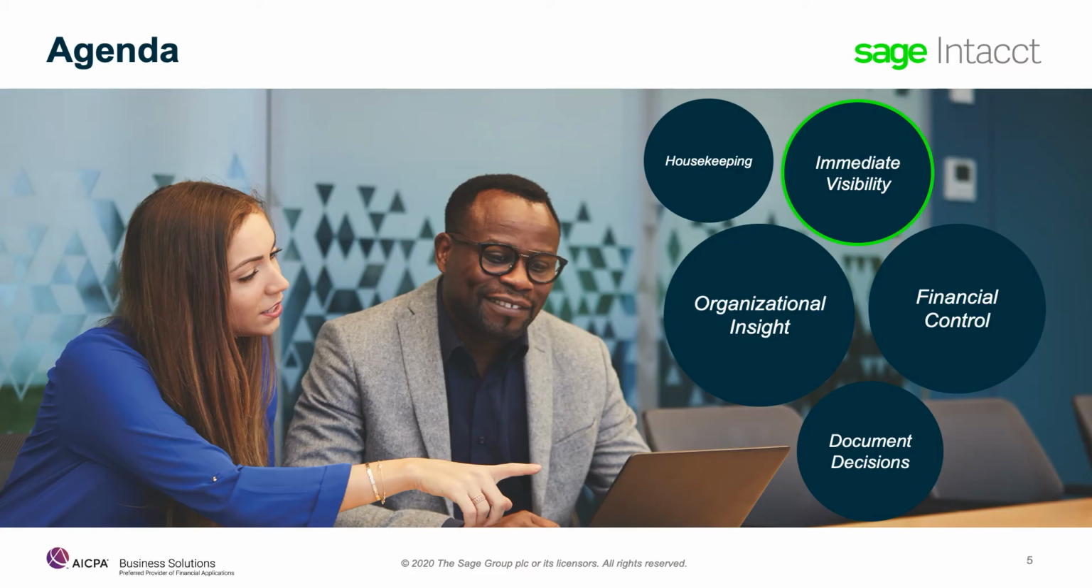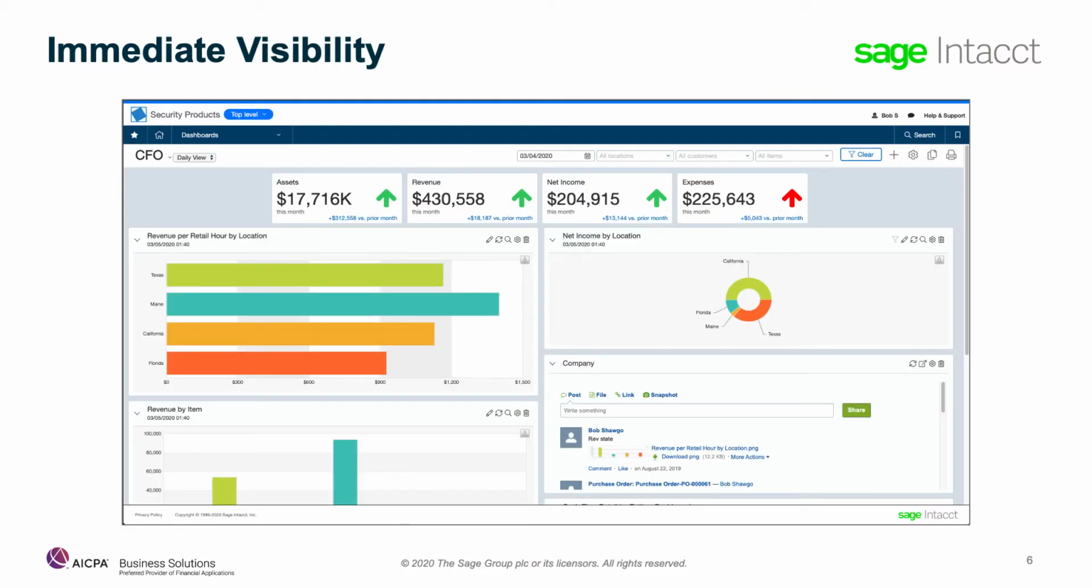Now let's jump into looking at how Sage Intacct provides immediate visibility. When I talk about immediate visibility, what I'm getting at is how you can get information about your entire organization right away. On the screen right now is an image of a dashboard, and I'm going to jump into the system and show this actual dashboard to walk through some of the ways it gives us immediate visibility into the company.